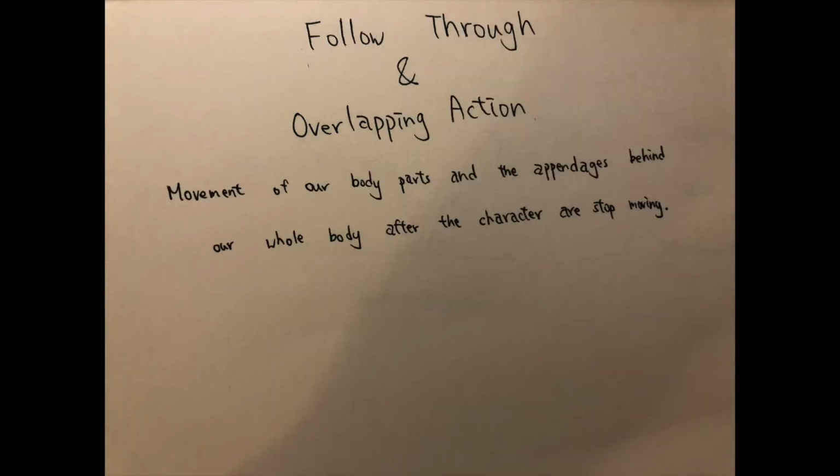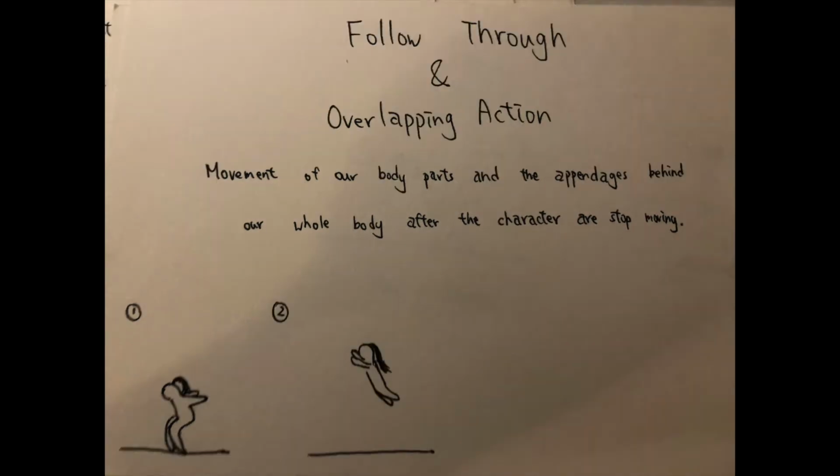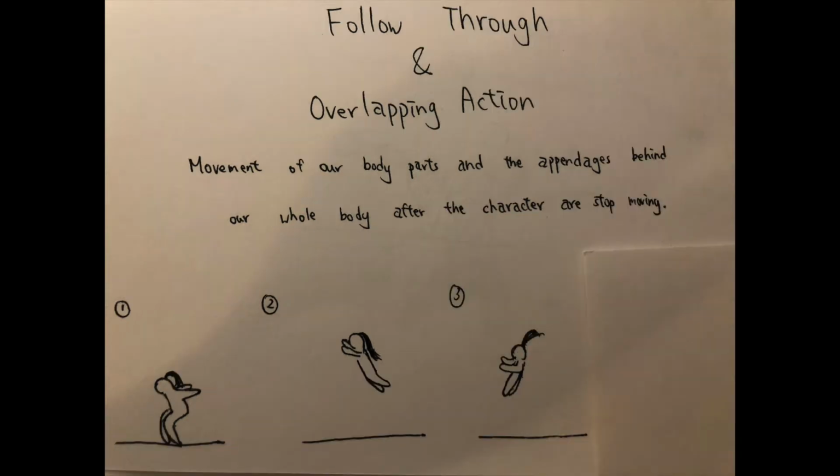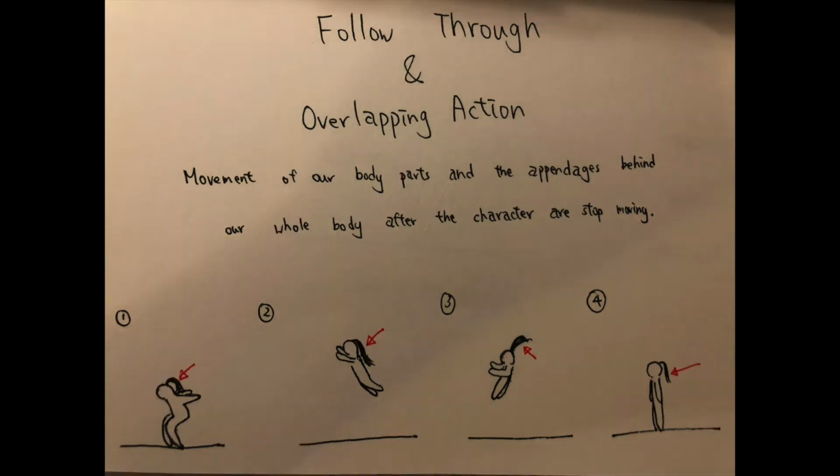The next principle is follow-through and overlapping action. This principle is about the movement of body parts and appendages behind the whole body after the character's body has stopped moving. When the main body of the character is moving, the appendages will catch up to the movement later, and they will move the farthest in the same direction as the main body moved before, and then they come back. Because of physics, things will not come to a stop all at once.